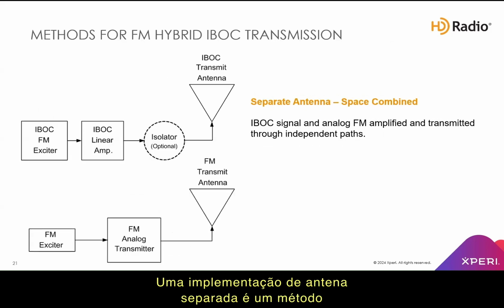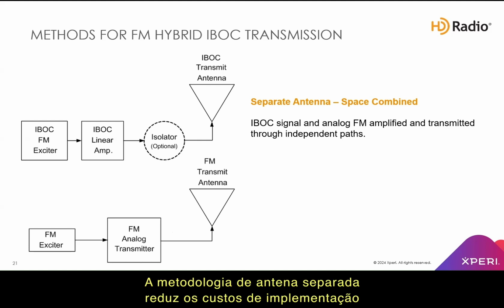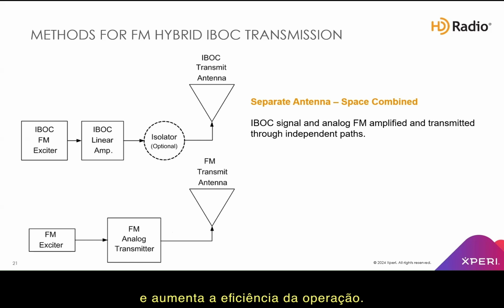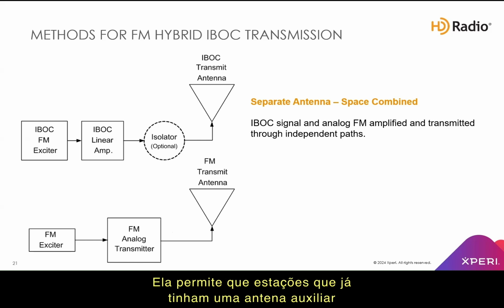A separate antenna implementation is a method where an HD Radio signal is transmitted from an auxiliary, meaning independent, antenna from the analog. The separate antenna methodology reduces implementation costs and increases operational efficiency. It allows stations that already had an auxiliary antenna to quickly get their digital signal on air.